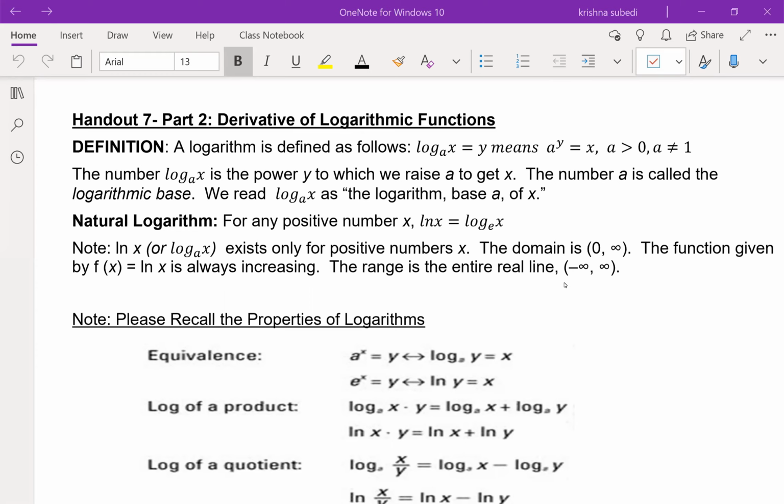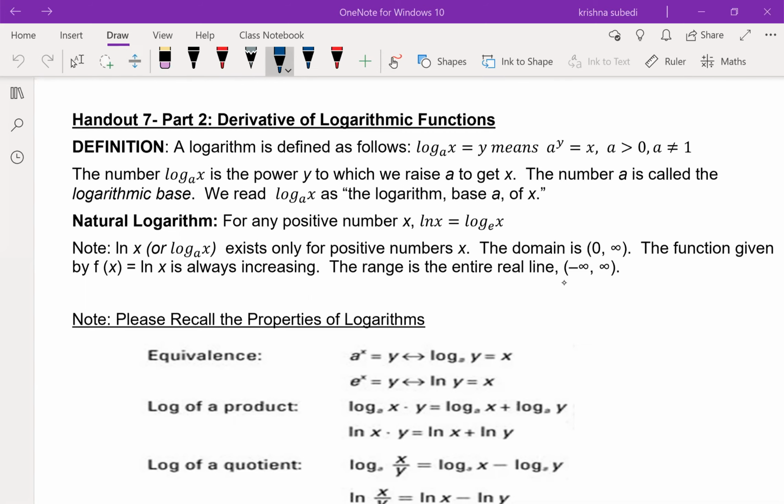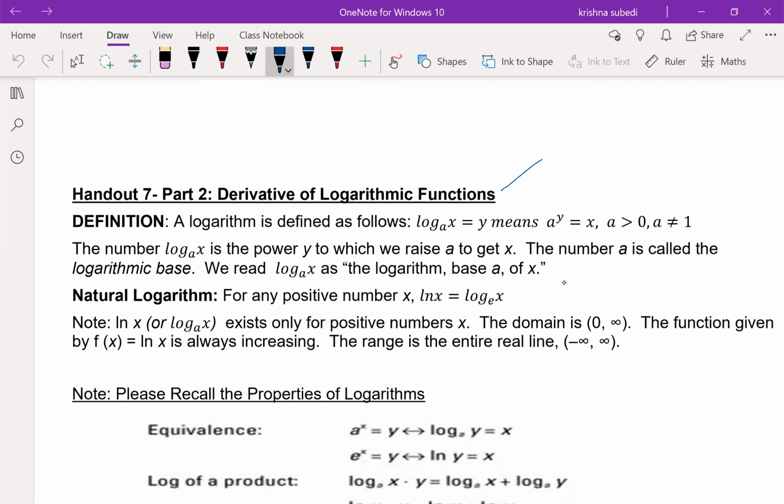Okay, guys, so handout 7 has two parts, as I mentioned in my previous class and at the beginning of the class. In handout 7, part 1, we did the derivative of the exponential function, both the natural exponential as well as the generalized exponential function. And part 2 will focus on the derivative of logarithmic functions, two kinds of logarithmic functions, okay?